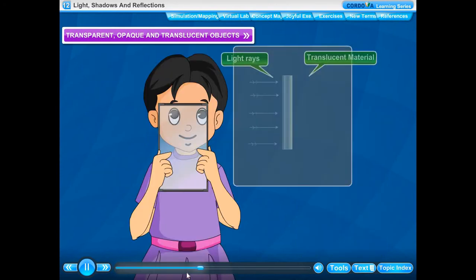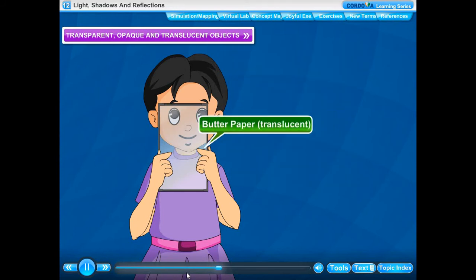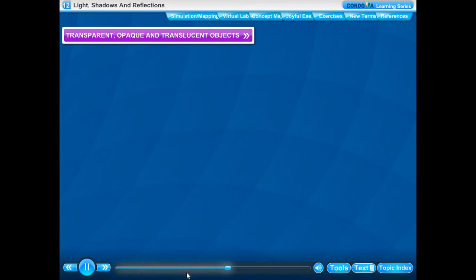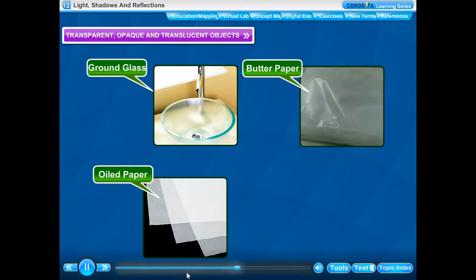The materials that allow only some of the light to pass through them are called translucent materials. We cannot see clearly through translucent materials. Materials like ground glass, butter paper, oiled paper, paper simmered with oil, and tissue paper are translucent materials.